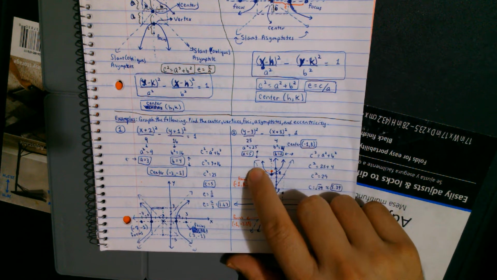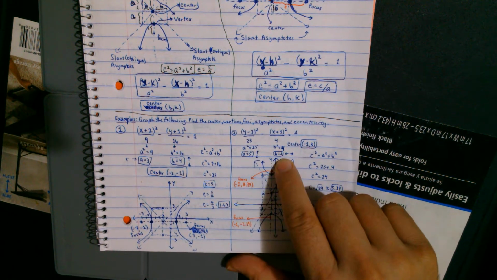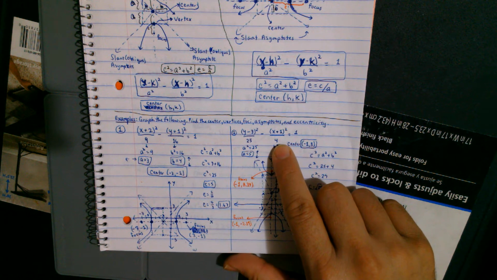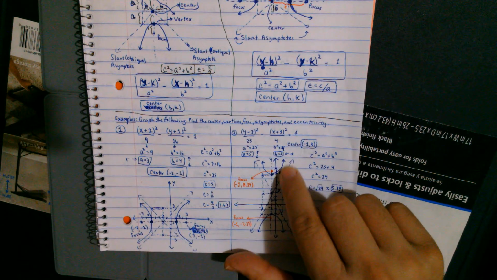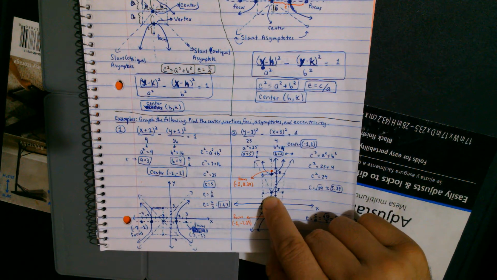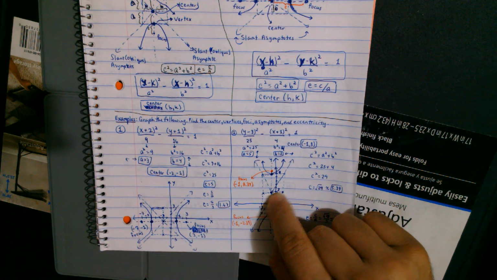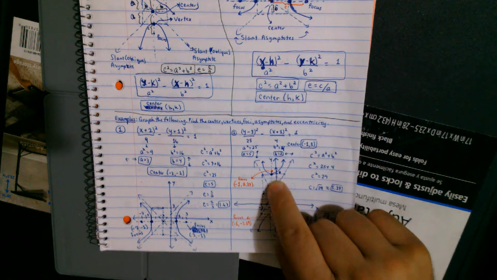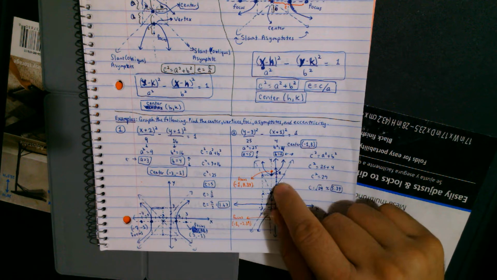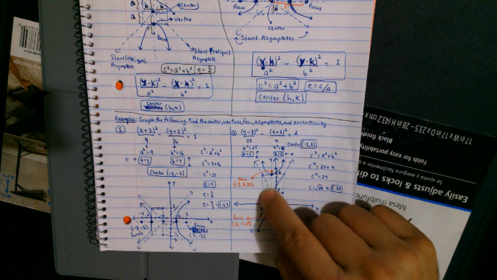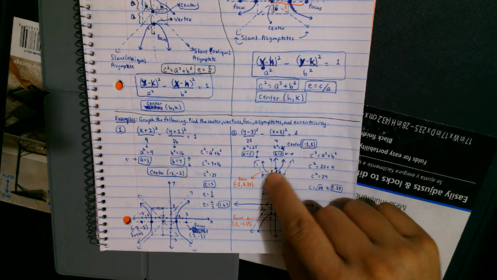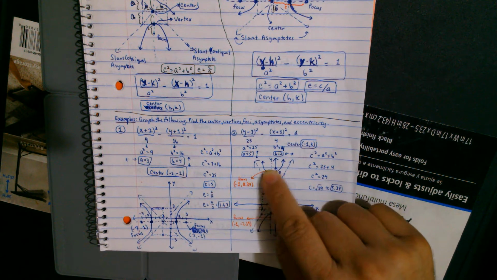Because a lives under y, it means up 5, down 5. And because b is under the x, it means right 2, left 2. So from the point negative 1, 3, go right 2, left 2, up 5, down 5. Because this is vertical, I'm not going to put an ellipse here. Not in the middle. I make a box around what would be the ellipse.